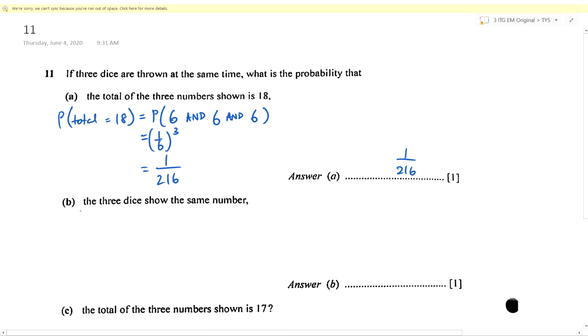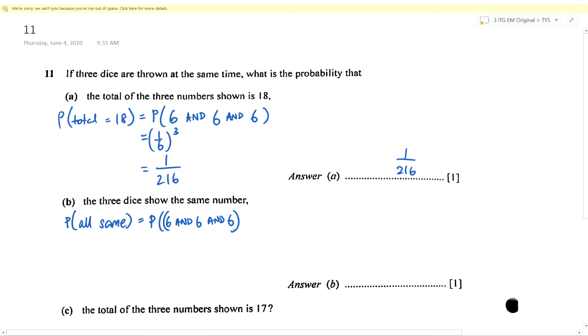Okay, now part B, the 3 dice show the same number. So probability, all same. So I talk to myself again. Okay, all same means that, looking at the first case, part A, does it satisfy all 3 same number? Yes. So it will be 6 and 6 and 6. Right? That is one case, which I know this probability is 1 over 216. Is this the only possibility? No. What else could it be? 555.